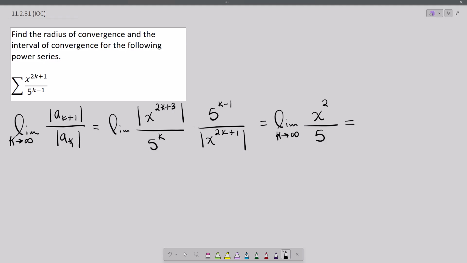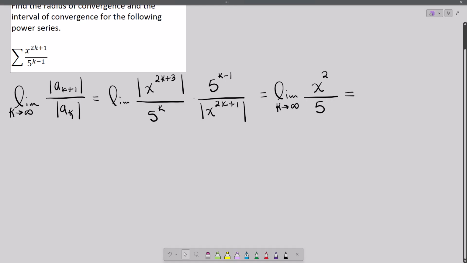Can you just, I guess, go over the process of the whole multiplication of a limit? Because you get the x squared over 5, but I don't really understand how you get that. So do you get the 5 part? Yeah, that they cancel out.